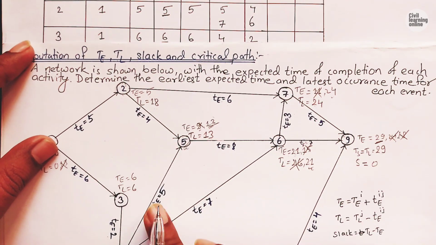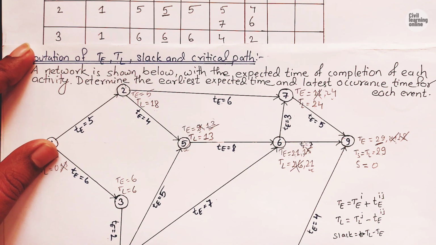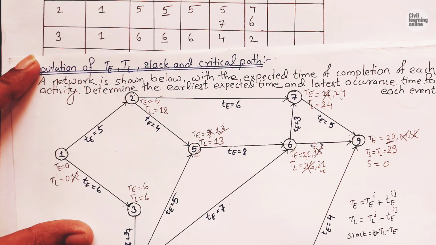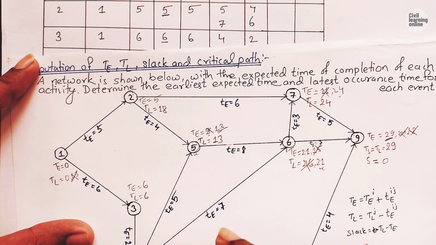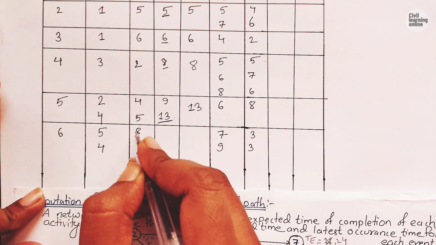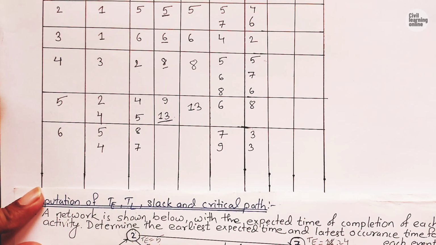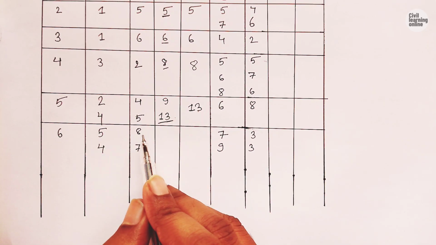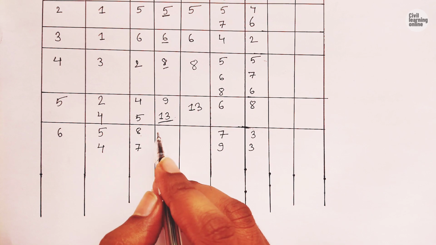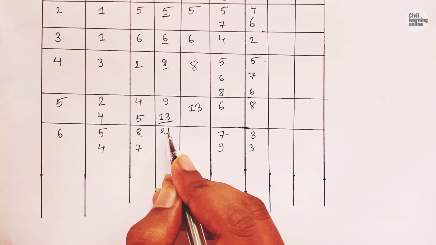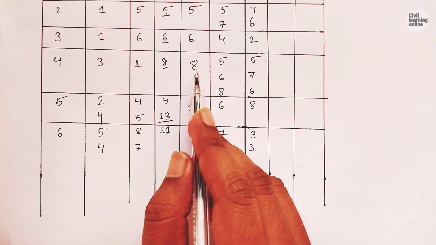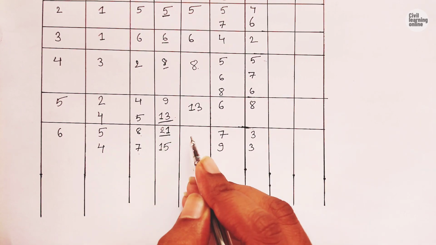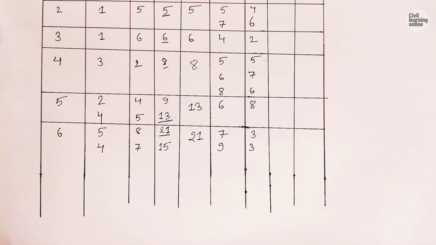Similarly the durations here are 7 and 5 and 4. Durations are 8 and 7, so we will write here 8 and 7. Now do the addition here. So 13 plus 8 is going to be 21, and 8 plus 7 is going to be 15. Maximum is 21. So the earliest expected time of event 6 is going to be 21.